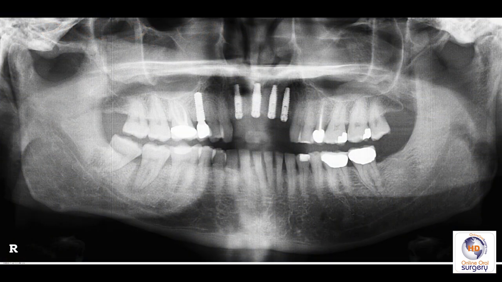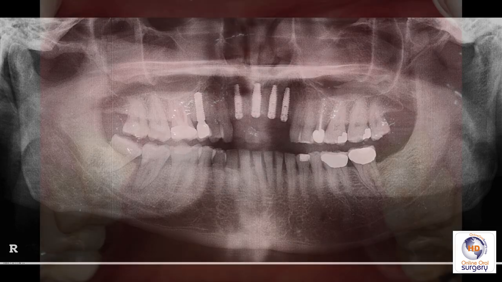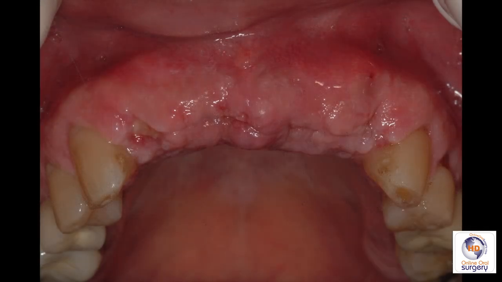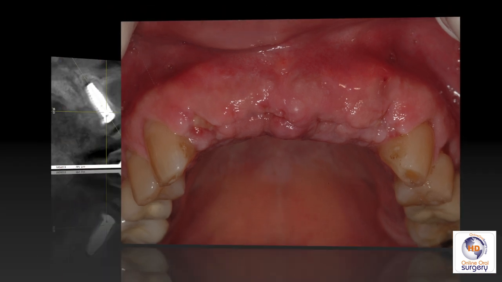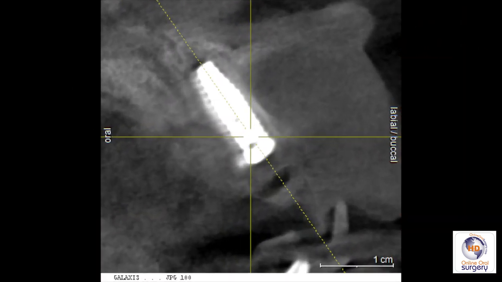Here is our immediate post-op radiograph showing we've got 4 perfectly placed implants in the anterior maxilla. The patient returned at his 2-week post-op appointment to remove sutures, and this is what the tissue on the ridge looked like. And at the same time, we also got a cone beam scan to evaluate our implant positioning in 3D, just to verify accuracy of our procedure.